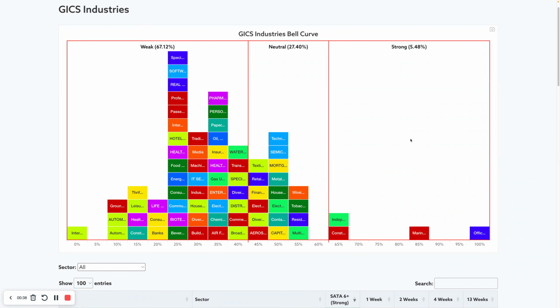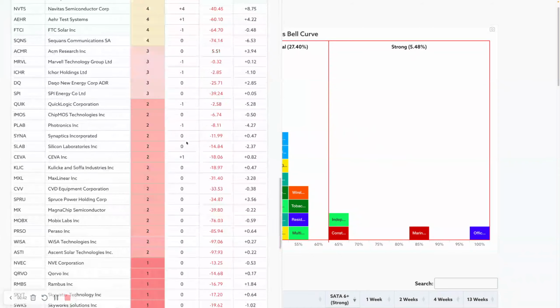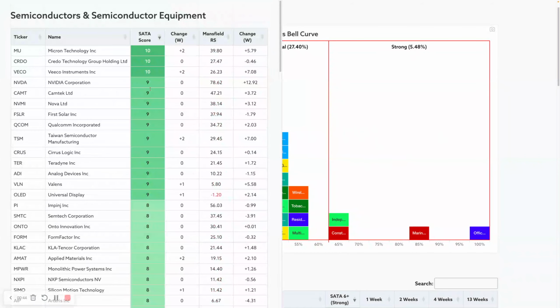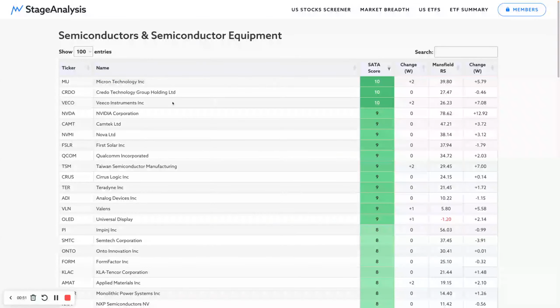So with each of these bell curve charts now, you can click into the interactive chart, you can go through the individual stocks, see the change data. So this is the semiconductors and semiconductor equipment group, for example. You can click through to the actual page as well, which this is going to go on to have.